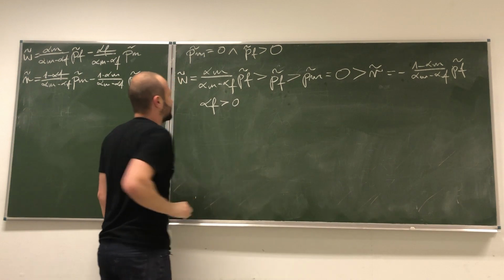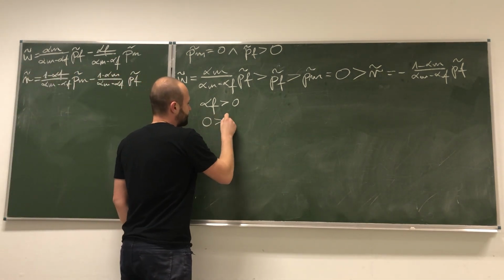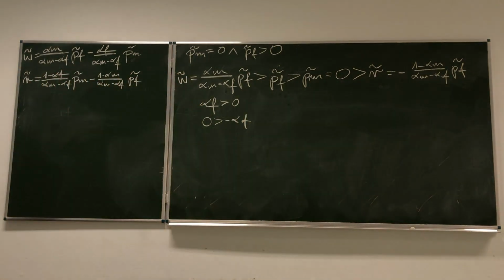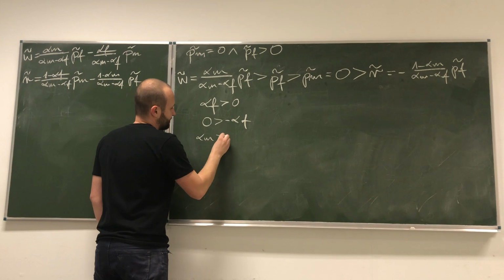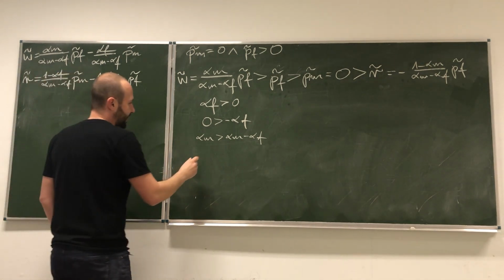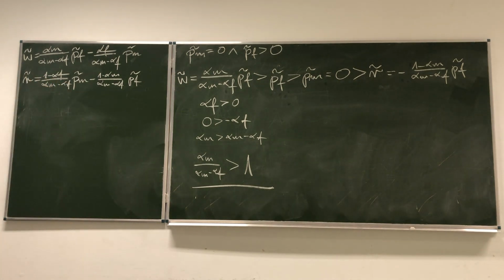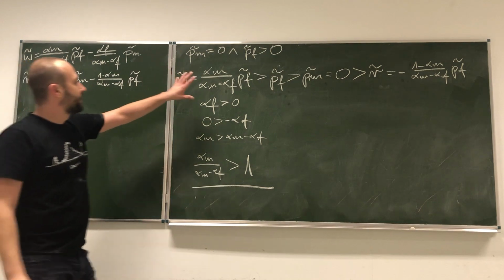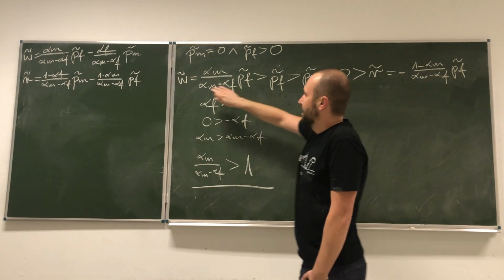Alpha f, as with our assumptions, is definitely bigger than 0. But look, this also means that 0 must be bigger than negative alpha f, right? Now, what I can do is add alpha m to both sides of the equation. I can divide both sides by alpha m minus alpha f. And again, we can see that this expression is clearly bigger than 1, which tells us that actually an increase in price of food will be magnified in wage.